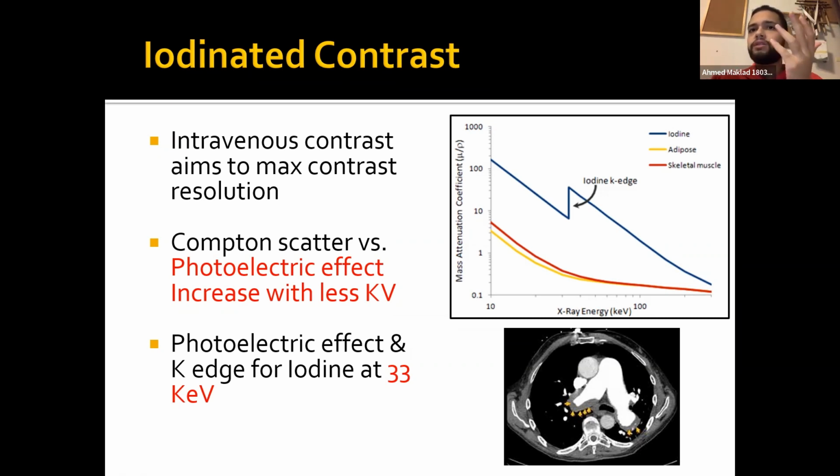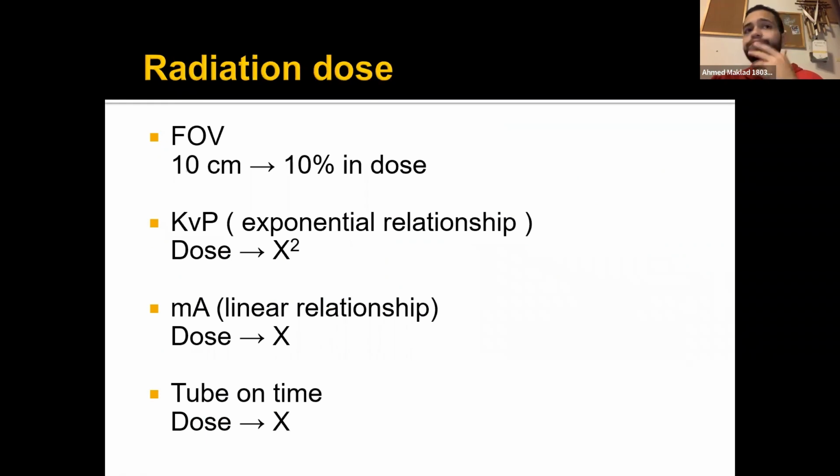This is basically the same thing. It's just telling you again that the photoelectric effect is increased with a lower kVp, if you remember from last night. Again, same thing. The kVp has an exponential relation. So if you double the kVp, you quadruple the energy.